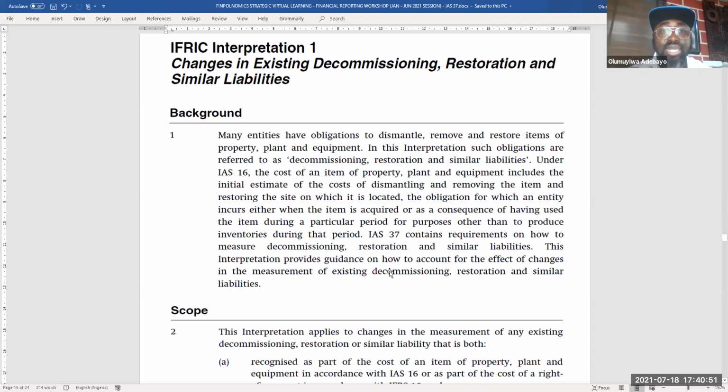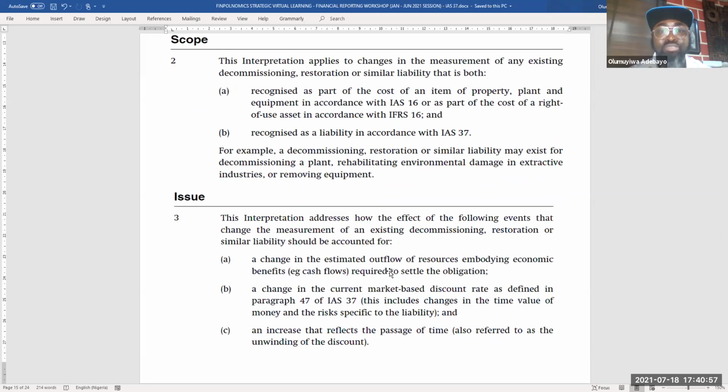Now, the scope of the interpretation is so clear. The interpretation applies to changes in measurement of an existing decommissioning, restoration, or similar liability that is both recognized as part of the cost of an item of PPE in accordance with IAS 16 or part of the cost of a right-of-use asset in accordance with IFRS 16 Leases, and also recognized as a liability in accordance with IAS 37. For example, a decommissioning, restoration, or similar liability may exist for decommissioning of a plant, rehabilitating environmental damage in the extractive industry, or removing equipment like removing an oil rig or platform after the life cycle of that exploration has ended. Okay, the issue that has been brought to our notice is as follows.